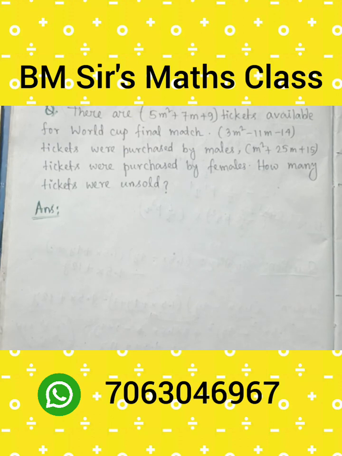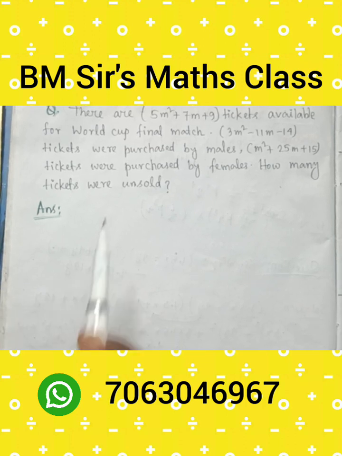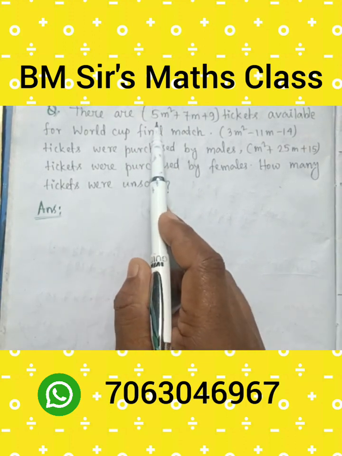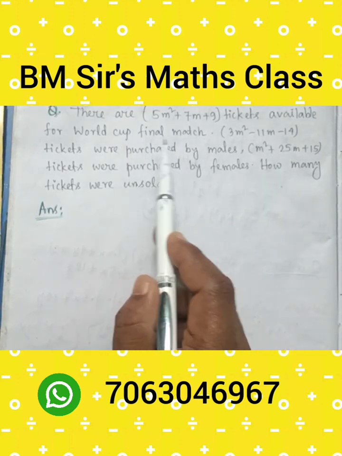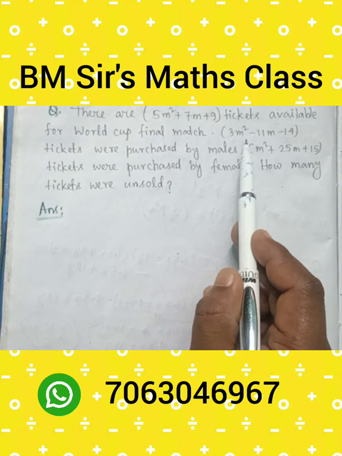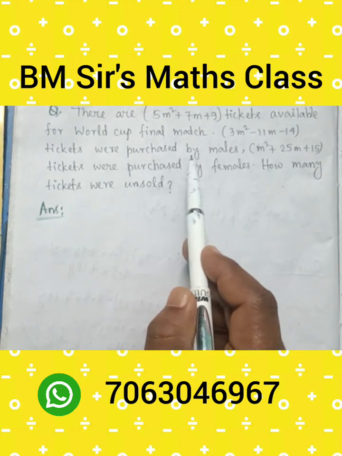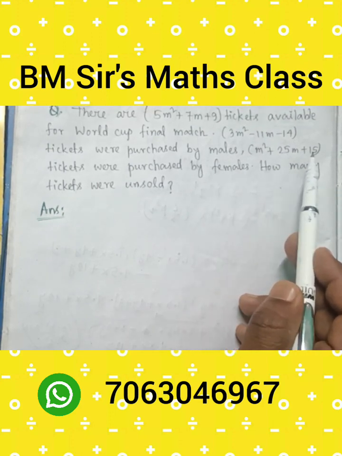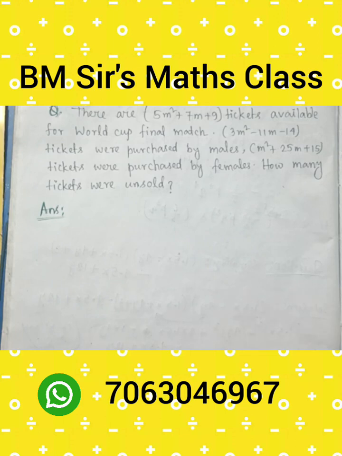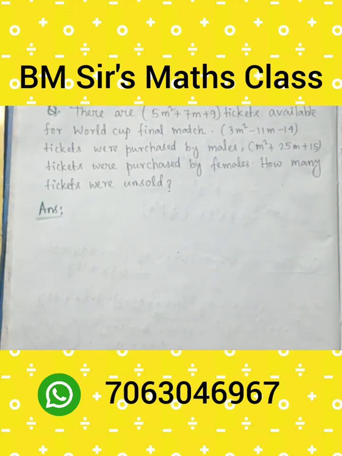Then see the next word problem. Word problem about algebraic expression, same chapter. There are 5m square plus 7m plus 9 tickets available for the World Cup final match. 3m square minus 11m minus 14 tickets were purchased by males and m square plus 25m plus 15 tickets were purchased by females. How many tickets were unsold?